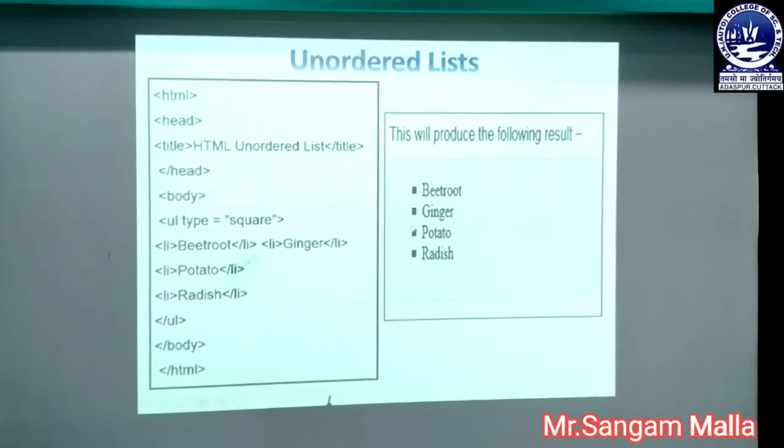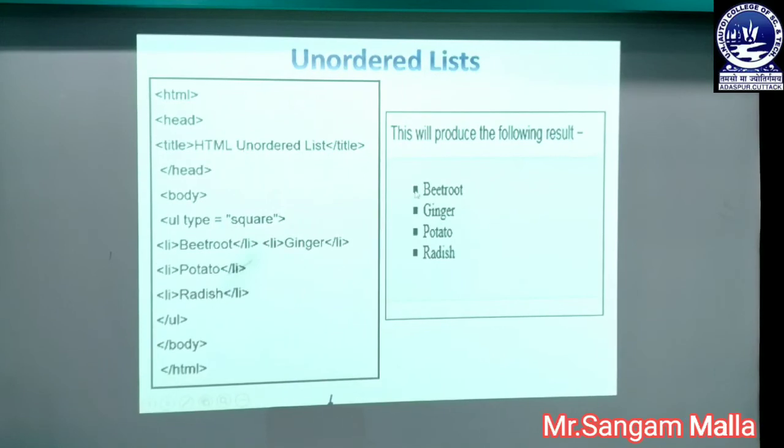Whenever we want to give a different type of symbol or bullet to the text, we can specify it under the type attribute of the ul tag. You can see over here that the ul tag has again those four list items, that is beetroot, ginger, potato and radish, but the bullets have been changed from disk to square because we have specified type equal to square.